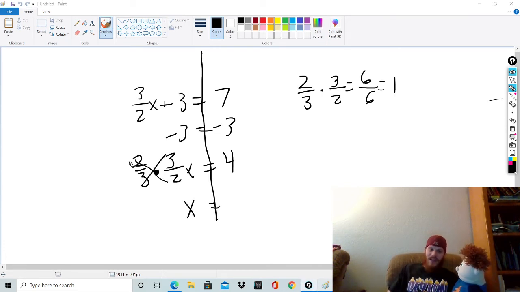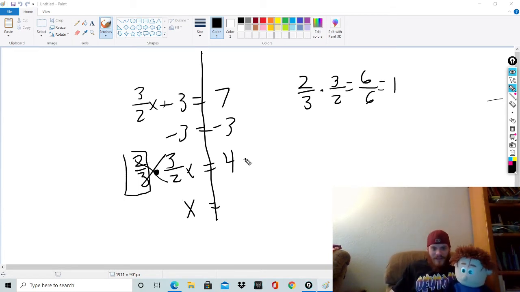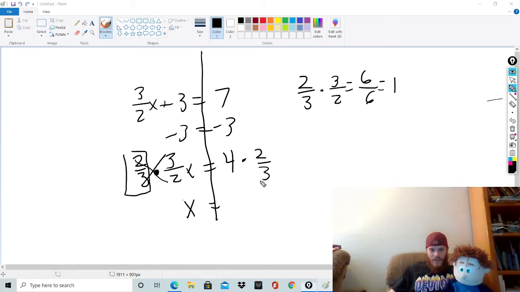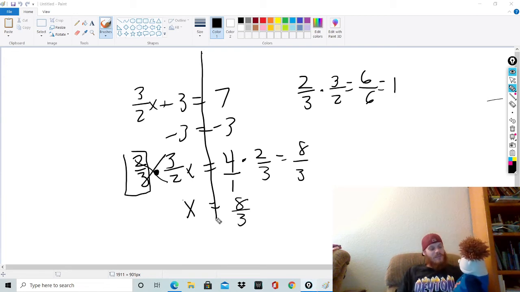But don't forget, whatever you do to one side, you have to do to the other. So I'm going to multiply this side by 2 over 3. Remember, to multiply fractions by a whole number, you just put it over 1. So 4 times 2 is 8 over 3, which gets me 8/3. We don't need to worry about simplifying it. Does it make sense? Yeah, I think so.